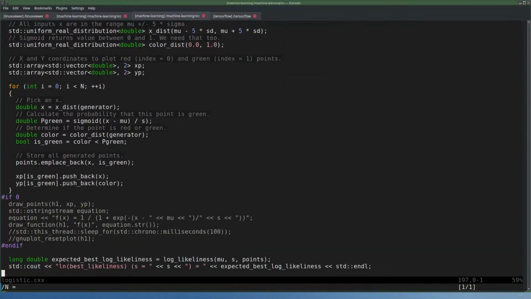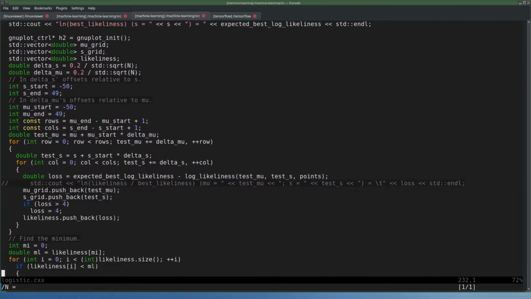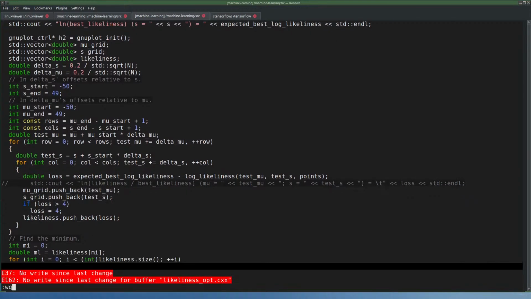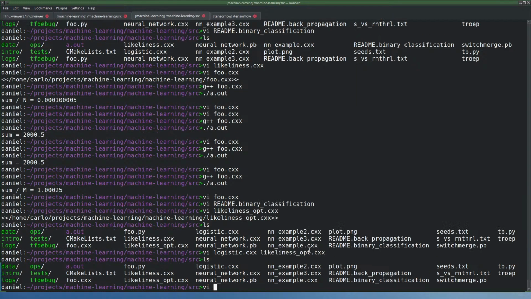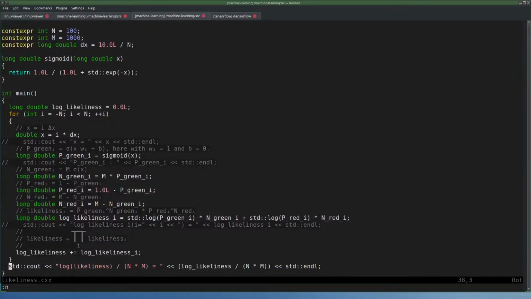Sorry, but it's like I'm looking at the wrong file. It should have been logistic. Dual network is not it. Likeliness. I already have likeliness. It should have been likeliness. Yeah, see, that's better.